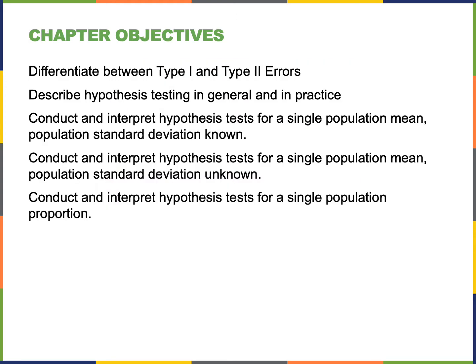Okay, so in this chapter, we're going to go through type 1 and type 2 errors. We're going to describe hypothesis testing in general. Then we're going to actually conduct and interpret hypothesis tests for a single population mean. Remember mu, when you know the standard deviation of the population. And then we're going to conduct and interpret hypothesis tests for a single population mean when you do not know the population standard deviation. And then lastly, we're going to conduct and interpret a hypothesis test for a single population proportion.